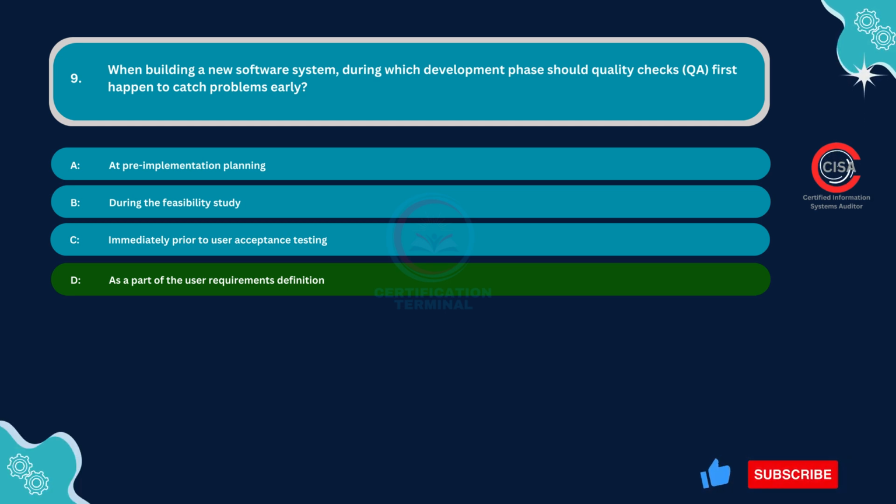Conducting quality checks as a part of the user requirements definition phase is crucial for catching problems early in the software development process. This helps ensure that the software solution aligns with stakeholder expectations, reduces the likelihood of rework, and ultimately leads to a higher quality end product. The CISA exam emphasizes the importance of the system development lifecycle and the integration of quality assurance throughout the process. Initiating QA activities early, such as during user requirement definition, is a core best practice for achieving successful software development.